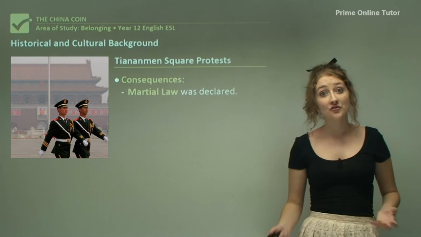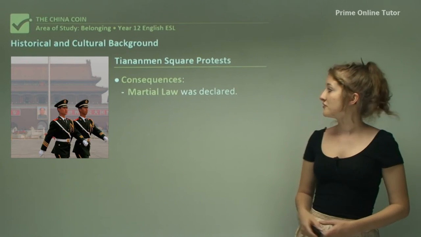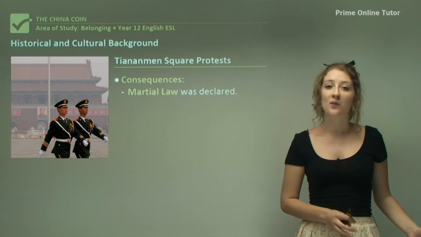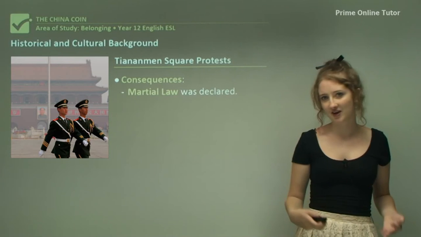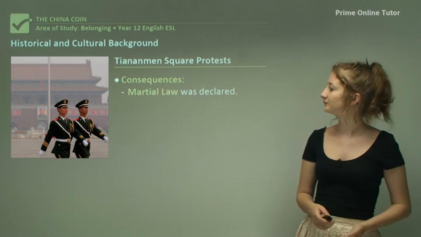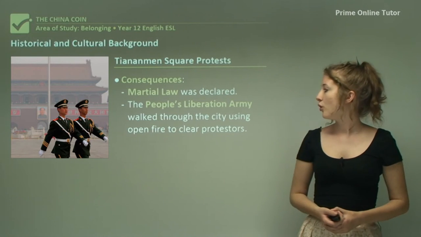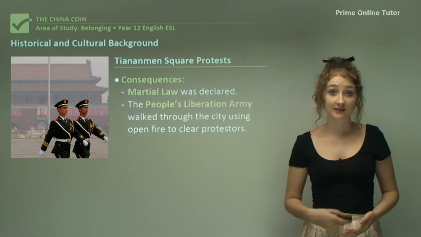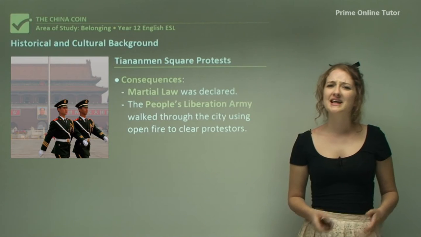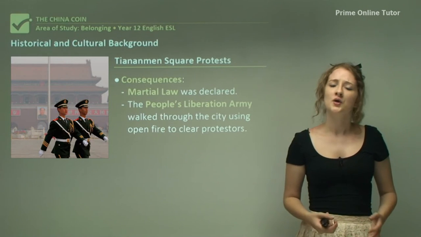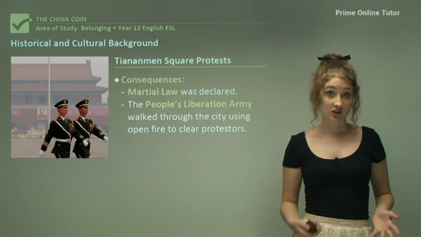So obviously the consequences of this massacre were that martial law was declared, as we saw in the China coin when Leah and Jonah were stuck in the hotel under martial law and couldn't get out. We also have the People's Liberation Army, who walked through the city using open fire to clear the protesters. So we really have that sense that this was a really violent, really awful event, which was a very black era in Chinese history.